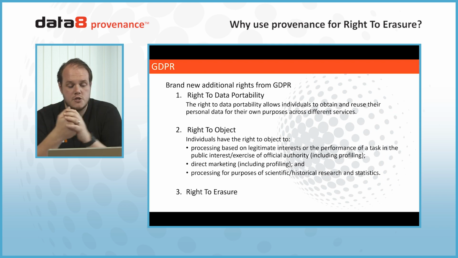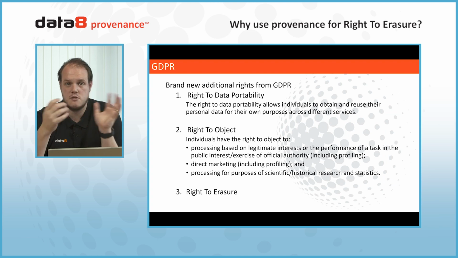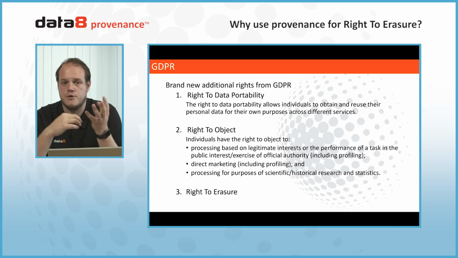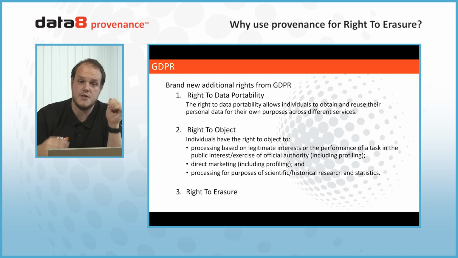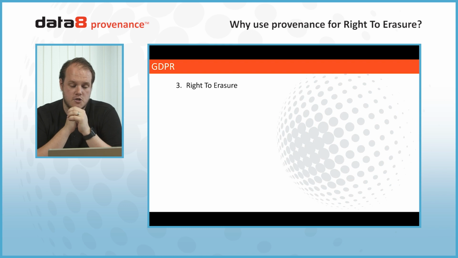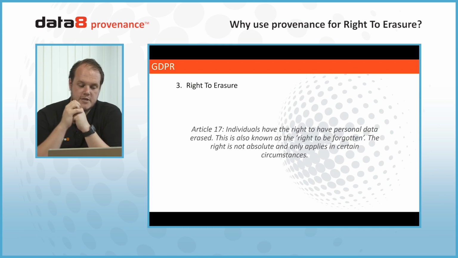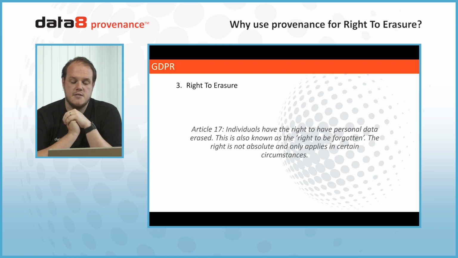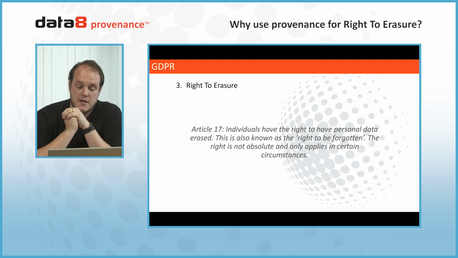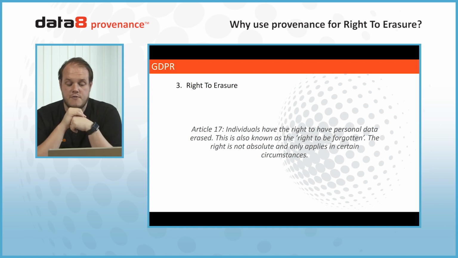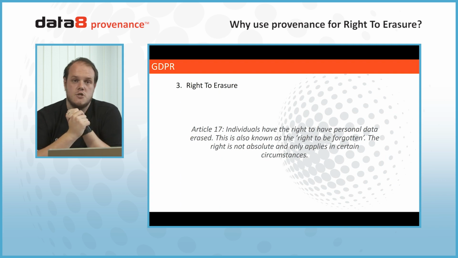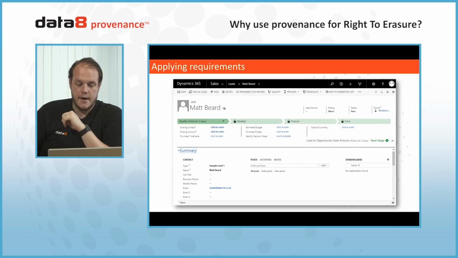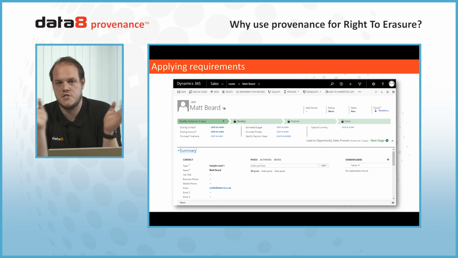So the three new ones, you've got the right to data portability, which means you've got the right to take your data out and let other people use it as required. You've got the right to object, so you can say you don't want to do certain things. But the key one to us that we really try and fix is the right to erasure, or the right to be forgotten, as it's called in some places. So what we see is this description here, which is individuals have the right to have personal data erased, also the right to be forgotten, and it does only apply in certain circumstances. So what does that mean for a CRM system, and where do we go?